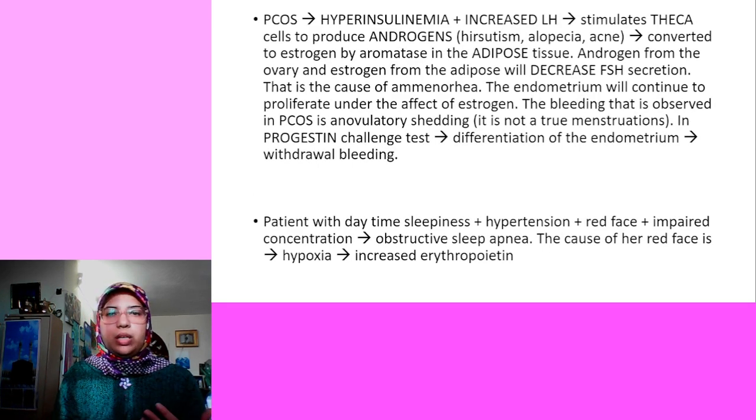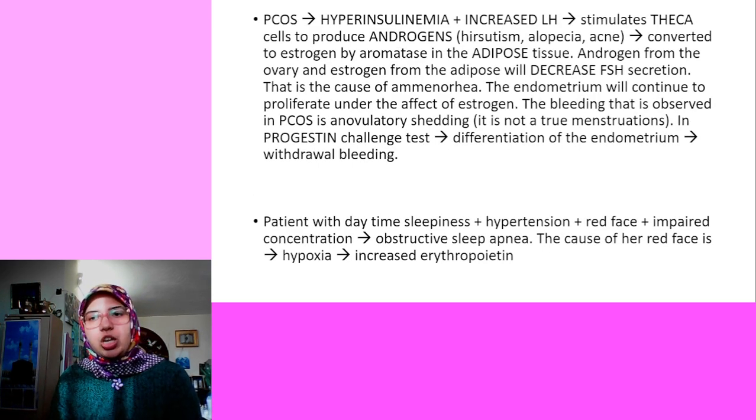PCOS is hyperinsulinemia plus increased LH. This will stimulate the theca cells to produce androgens, which is why these women have hirsutism and alopecia and acne, because of the androgens. These androgens are then converted to estrogen by aromatase in adipose tissue.